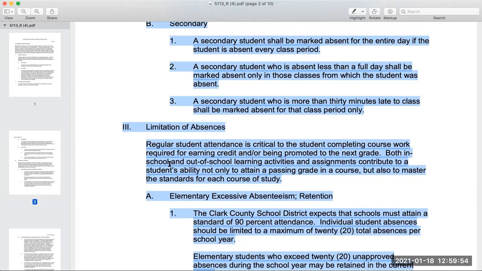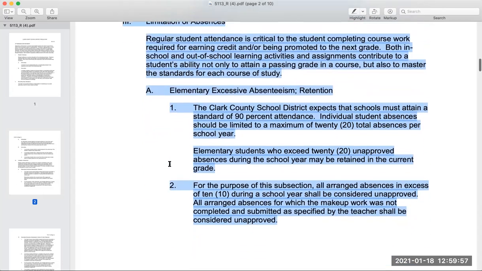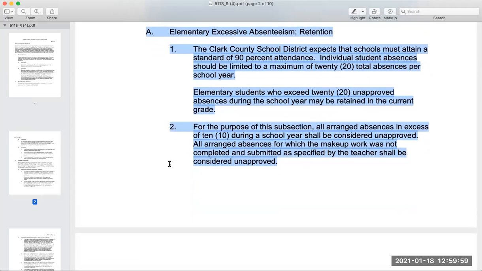The Clark County School District expects that schools must attain a standard of 90% attendance. Individual student absences should be limited to a maximum of 20 total absences per school year. Elementary students who exceed 20 unapproved absences during the school year may be retained in the current grade. 2. For the purpose of this subsection, all arranged absences in excess of 10 during a school year shall be considered unapproved. All arranged absences for which the make-up work was not completed and submitted as specified by the teacher shall be considered unapproved.